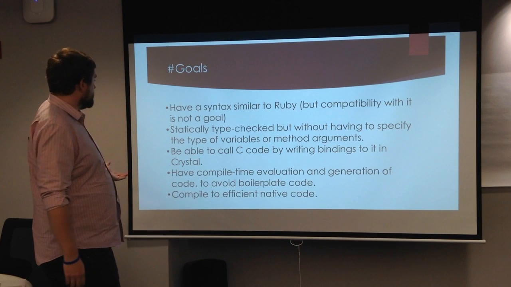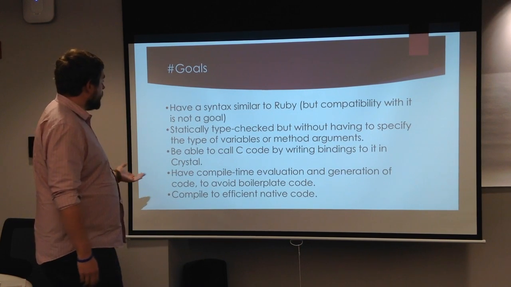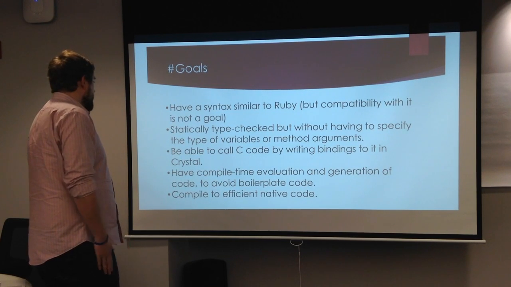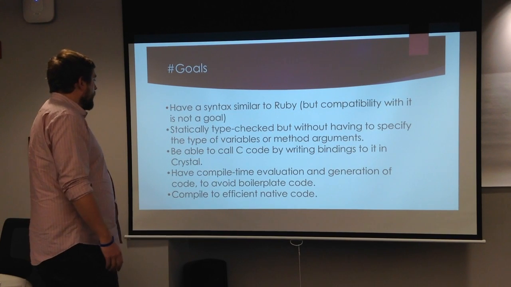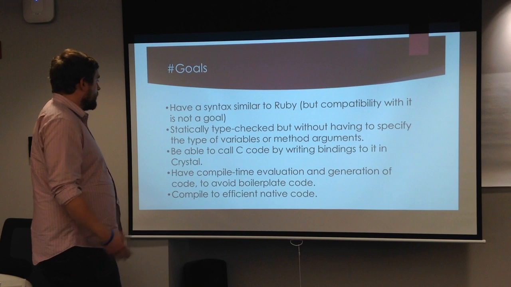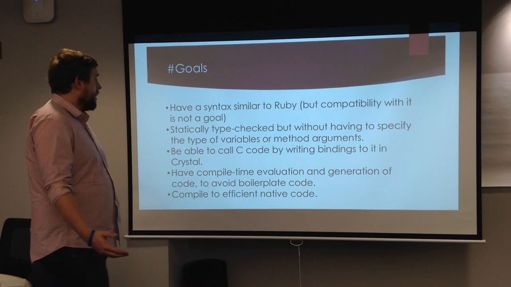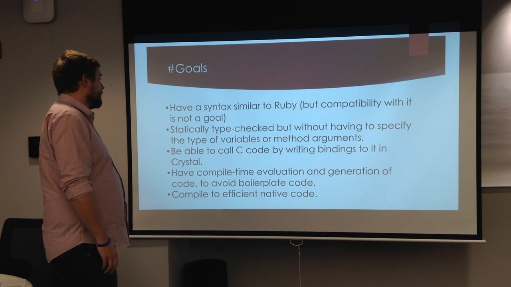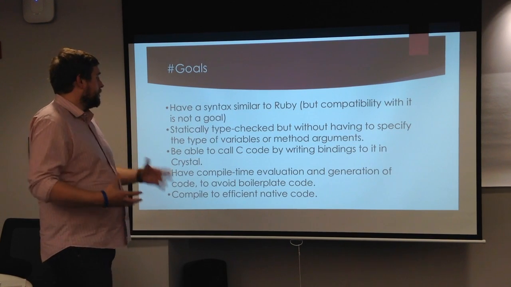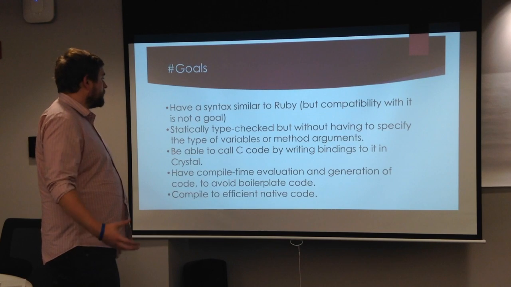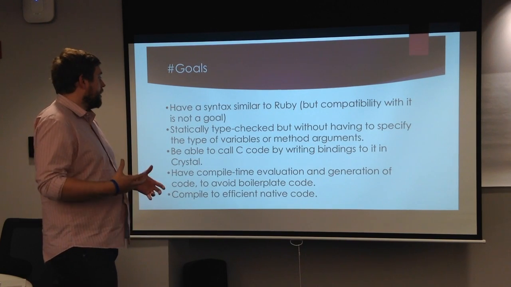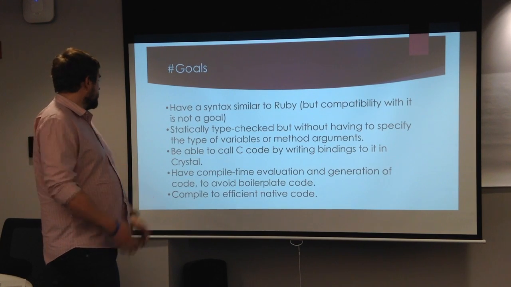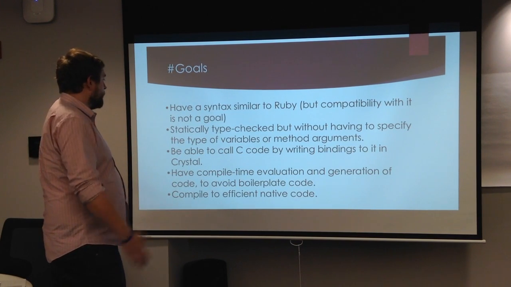Yeah, and then this just goes to say, this is something you'll see a lot in Go and Rust: the compile time evaluation and generation of code to avoid boilerplate code. In a lot of cases, that compile time evaluation helps you pinpoint where some of the problems are, and it can also generate in-between stuff, so you don't have to write a bunch of stuff. It does it as part of the language, and then compiles to efficient native code.